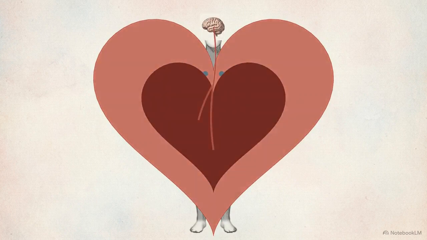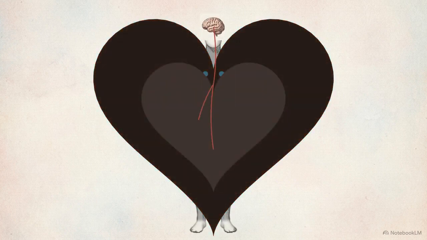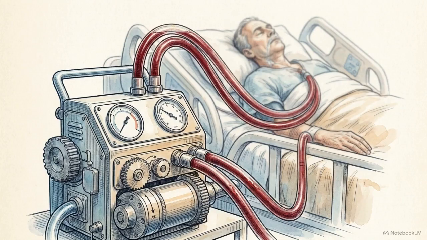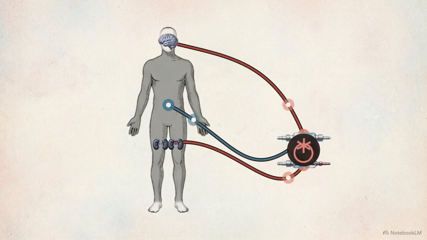Oxygen-rich blood stops reaching the brain, the liver, and the kidneys, initiating rapid multi-organ system failure. To save the patient, the medical team has to completely bypass the failing heart, artificially maintaining blood flow before the vital organs die from oxygen starvation.